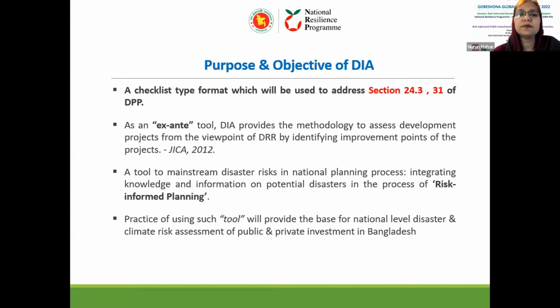risks. In 24.3 it has the issues of climate change and future disasters, but so far we did not have detailed guidelines on how to analyze the climate change issues and the disaster issues on the projects or on organization. But now through the DIA, this is a guideline to get the information for these sections, and also for the whole DPP.